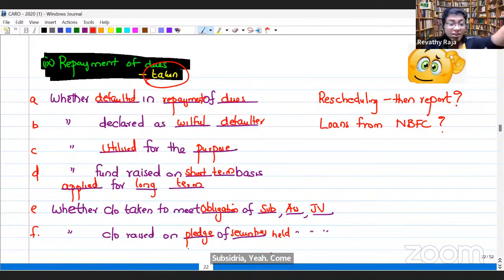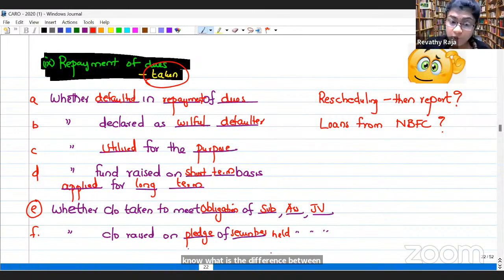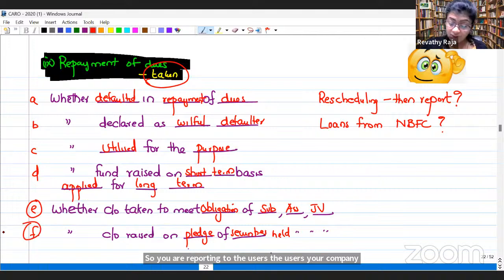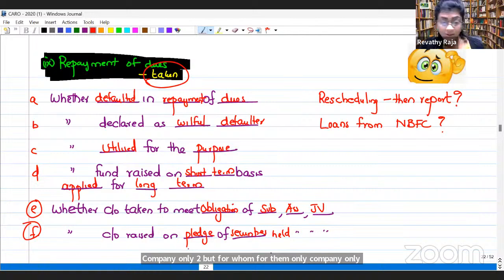Come on, come here. E and F. You want to know what is the difference between E and F. For E, for whom was it taken? It was taken for the subsidiary. But who took it? Our company. So you're reporting to the users: your company has taken the loan for them. Now F, who took? The company only took. But for whom? For the company itself. But they have pledged the securities held in subsidiary, associate, JV.